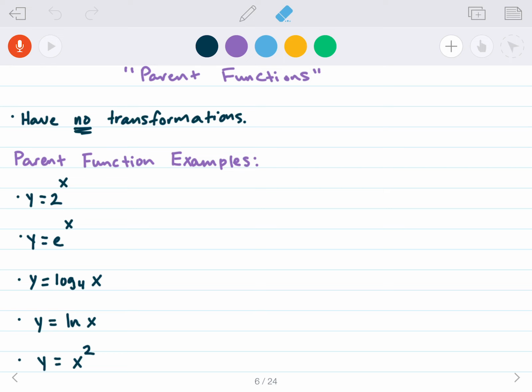Okay, so I want to kind of, no pun intended, shift gears a little bit. We're going to talk about transformations, and in particular, we're going to look at horizontal shifts and vertical shifts. But before we talk about that, we need to talk about what a parent function is. So in the simplest way possible, a parent function has no transformations. It's just a plain old vanilla function with no shifts, stretches, shrinks, nothing like that.